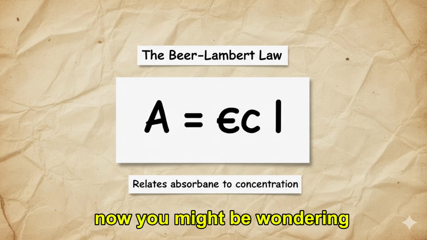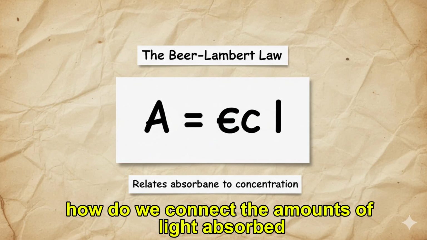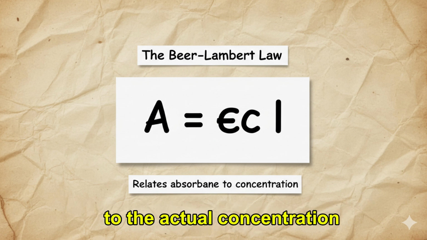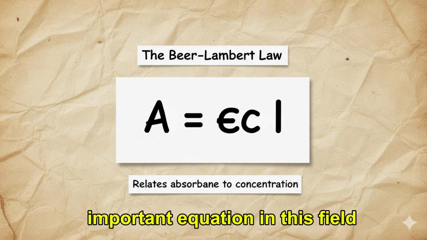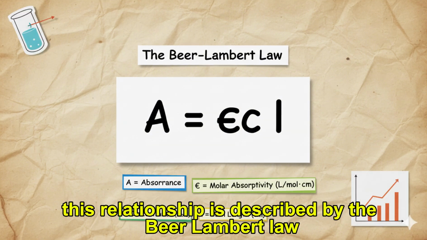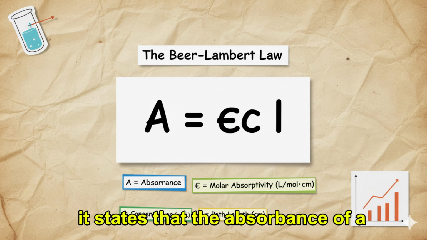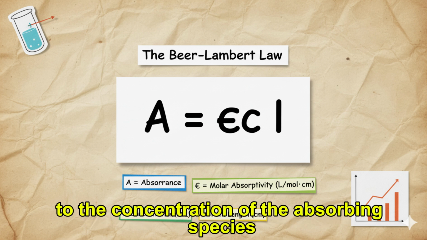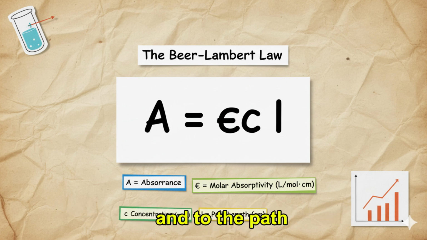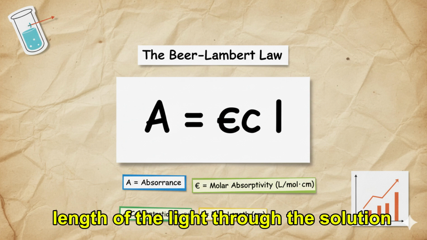Now, you might be wondering, how do we connect the amount of light absorbed to the actual concentration? That brings us to the most important equation in this field. This relationship is described by the Beer-Lambert Law. It states that the absorbance of a solution is directly proportional to the concentration of the absorbing species and to the path length of the light through the solution.